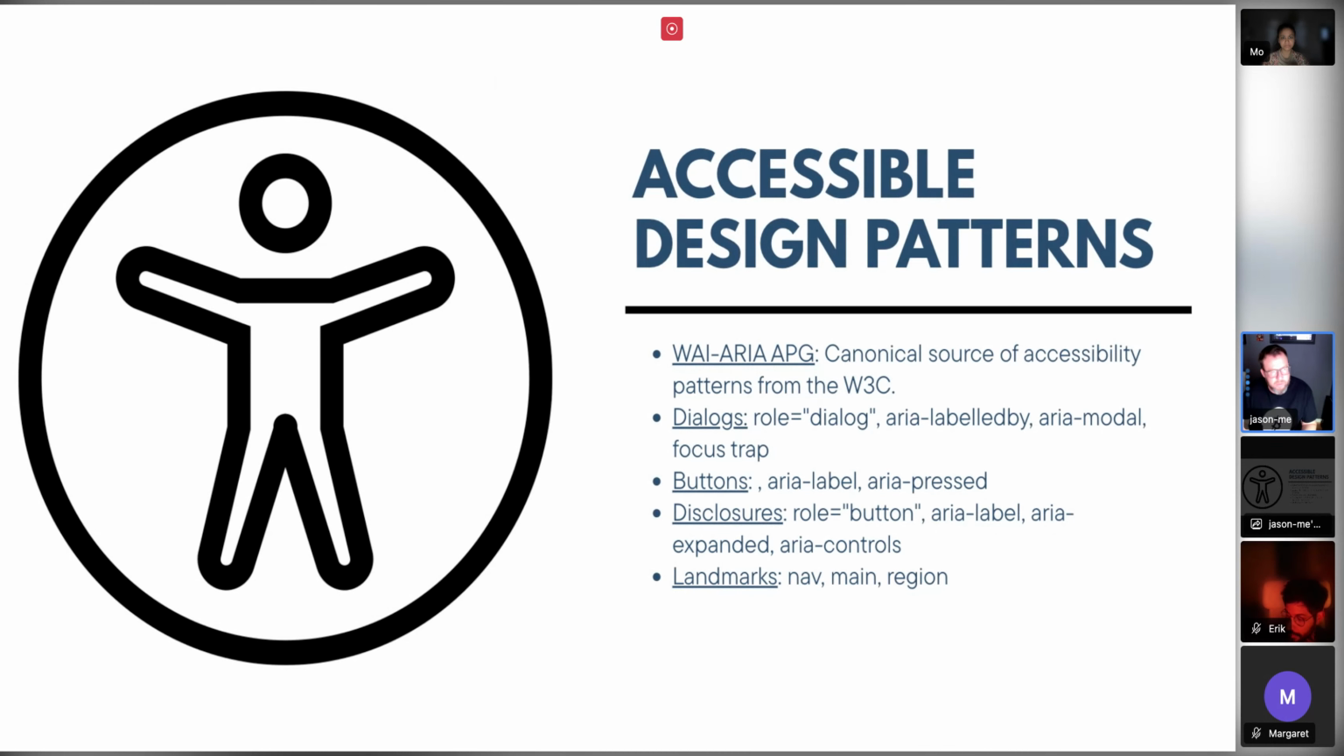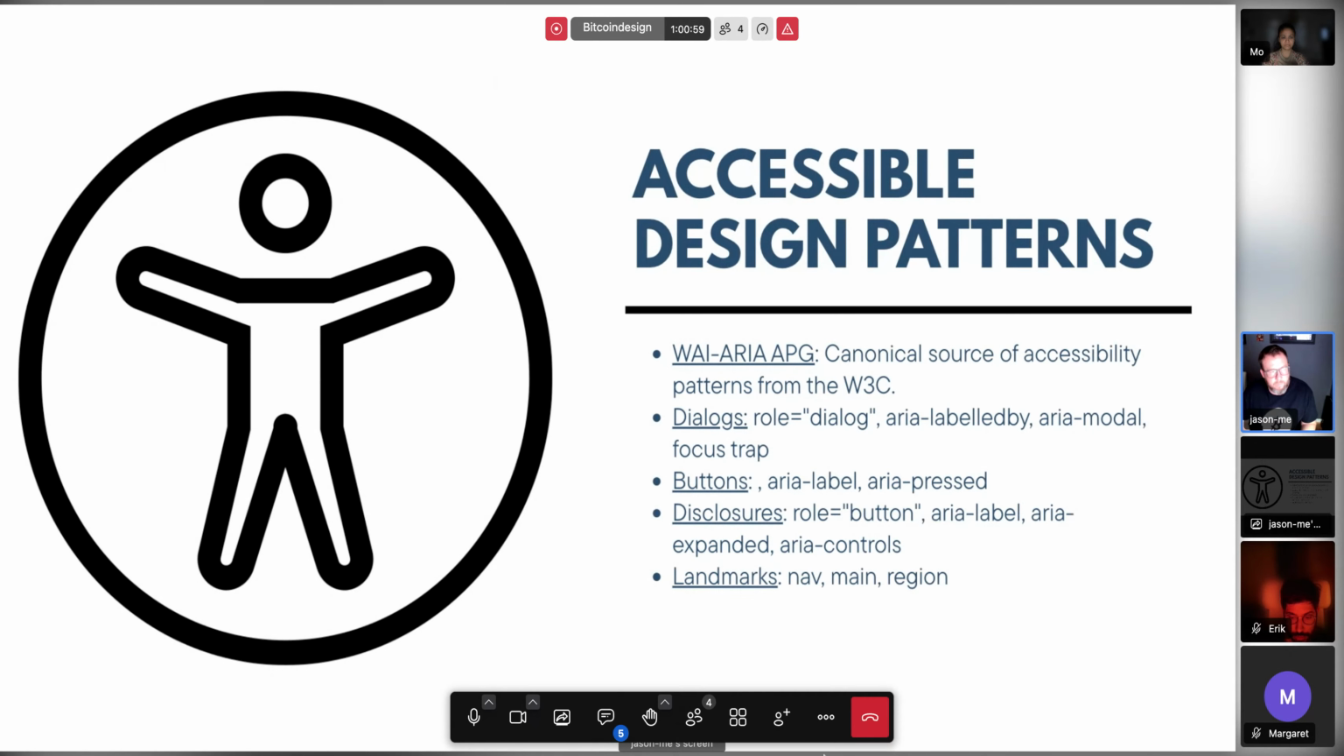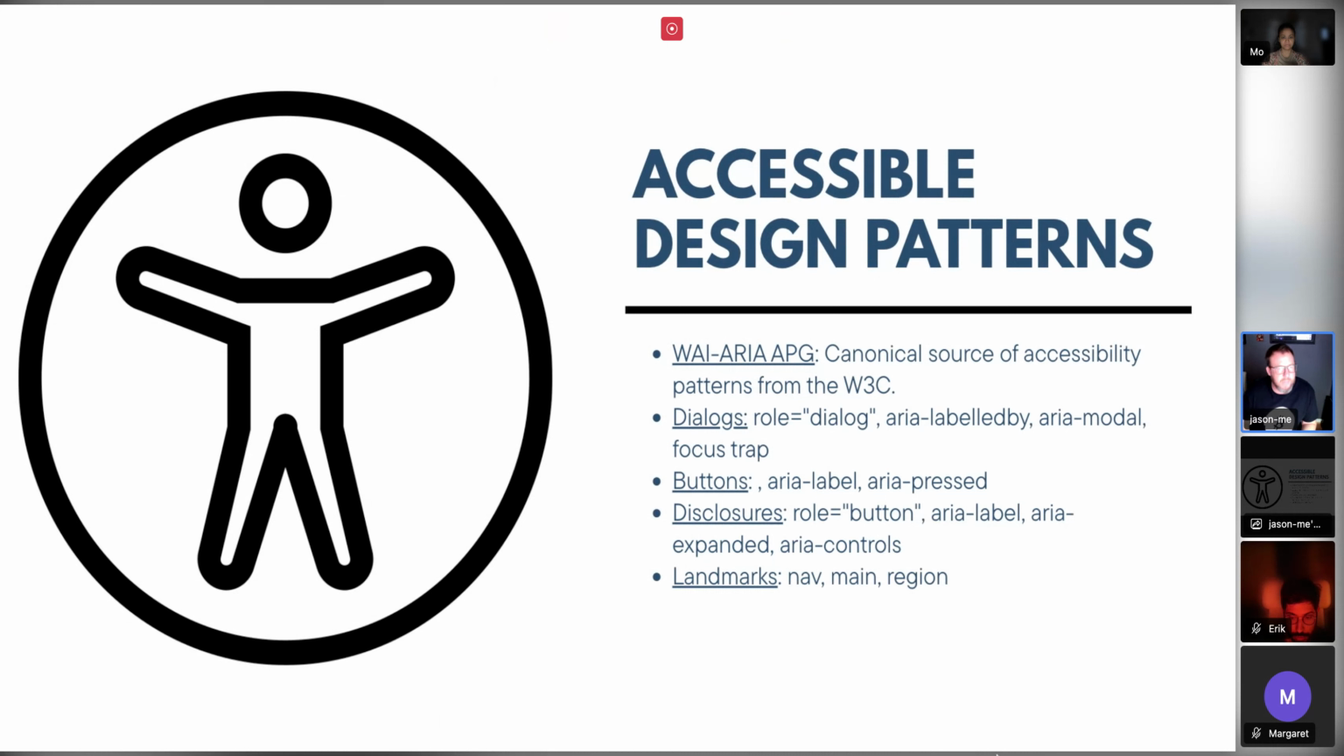So accessible design patterns, I've listed a bunch of them here. WAI-ARIA APG is the one that you want to go to for a good canonical source of accessibility patterns from the W3C. So it's like a good reference design, right? They have things like buttons, select drop downs, combo boxes, accordions, most of the common web components that you see pretty commonly. And they have a good accessible version of it that you can reference when you're building your own.